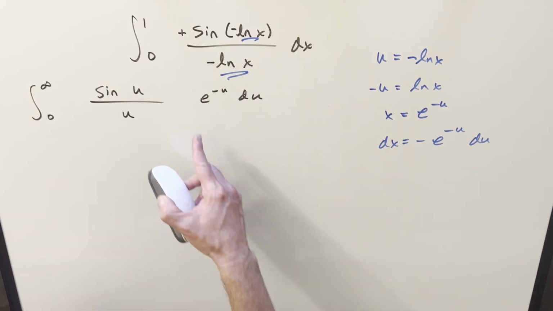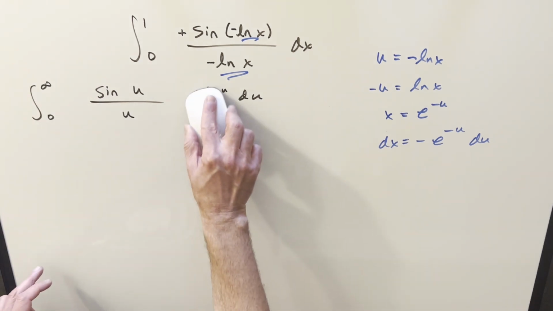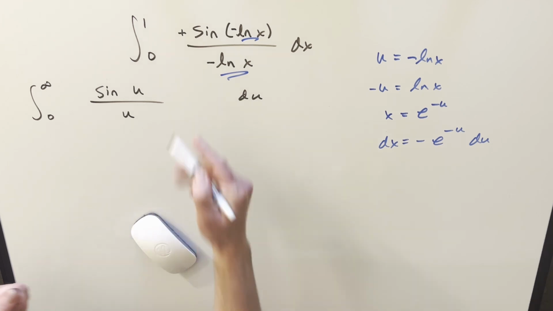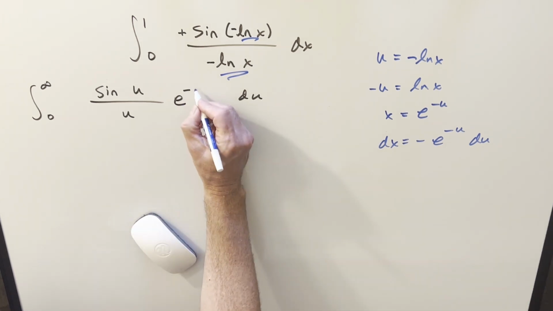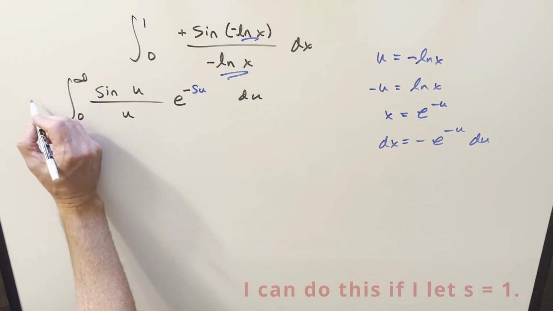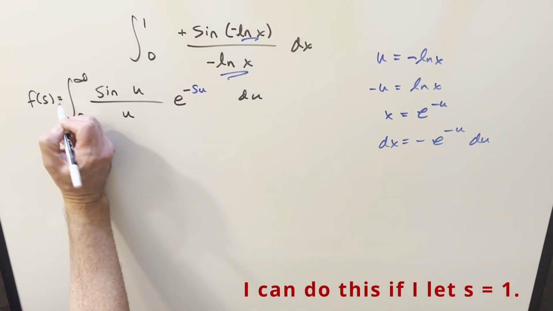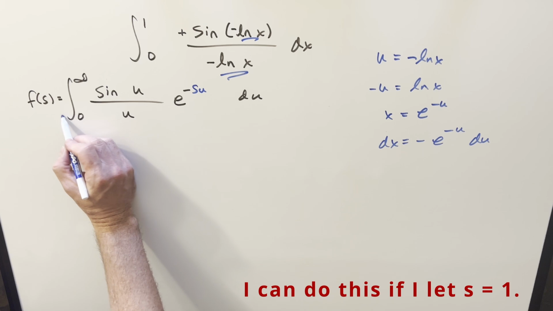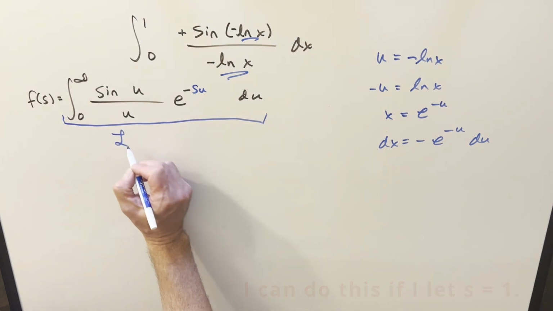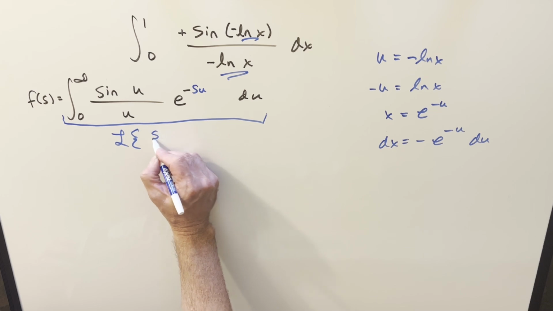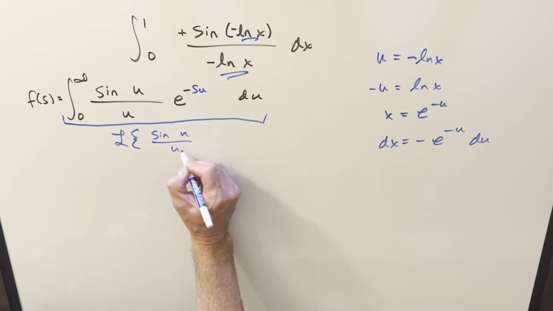But now let's actually just parameterize this. So on e to the minus u, let me rewrite this. I can create a parameter s right here in the exponent. And then let's just call this whole thing f of s. And then this thing here is perfectly in our form for a Laplace transform. This is going to be the same thing as just the Laplace transform of sin u over u.